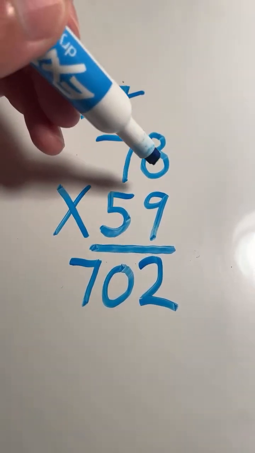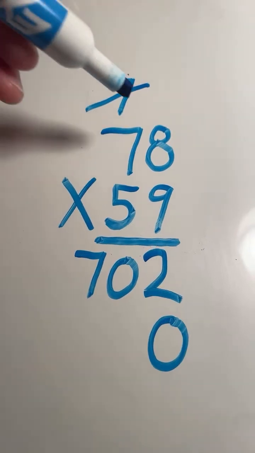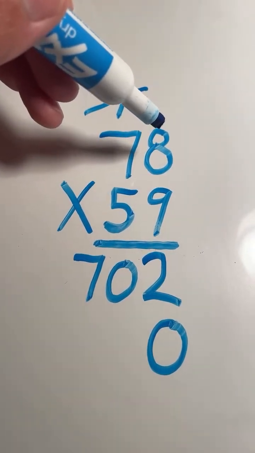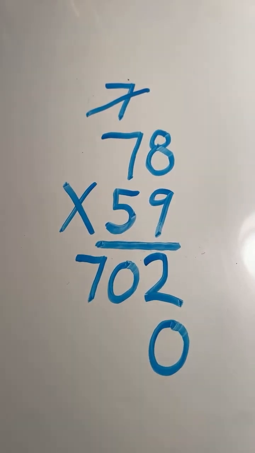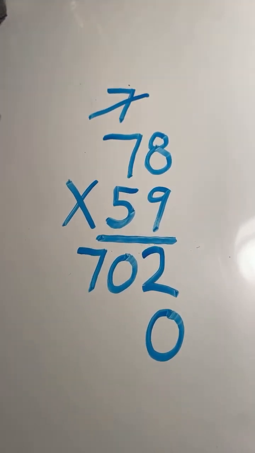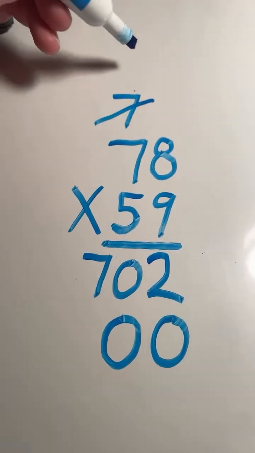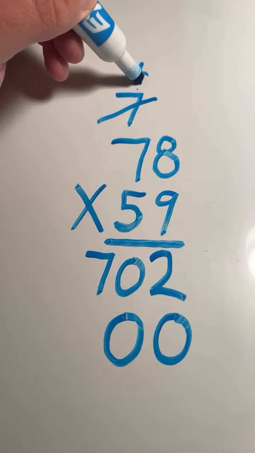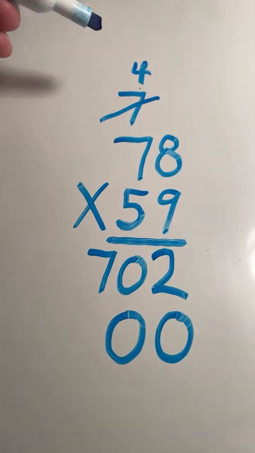Now, since we've already multiplied the digits in the ones place, we're going to put a 0 in the ones place. So we are now multiplying 8 times 5. 8 times 5 equals 40. Again, we have to regroup. We regroup anytime our product is 10 or more. So the 0 in 40 goes in the tens place. The 4 in 40 gets carried over to the hundreds place.